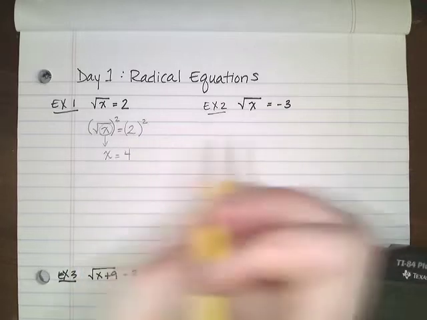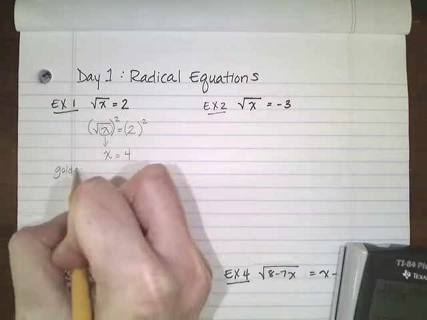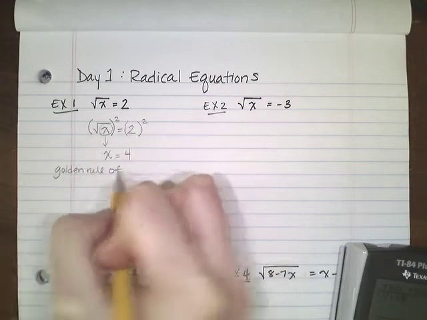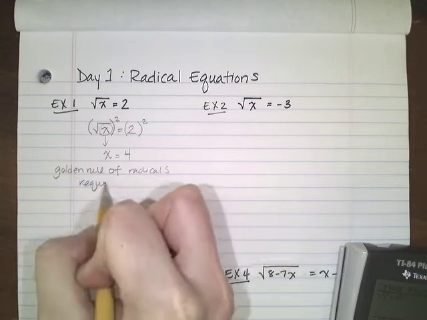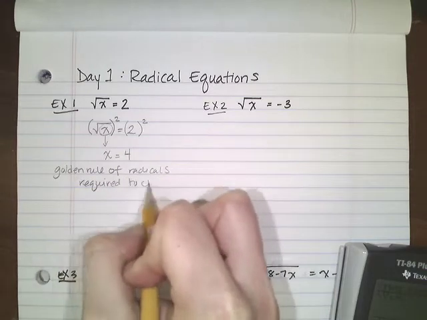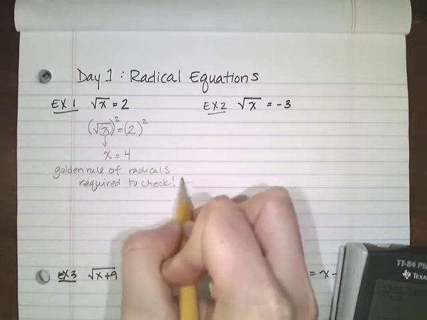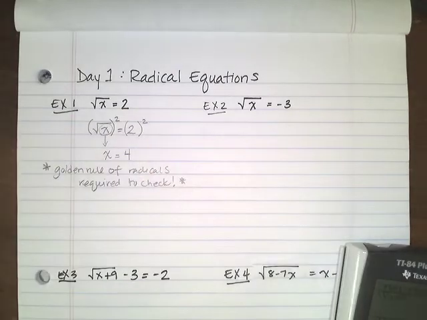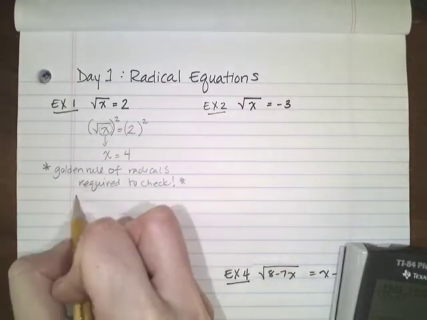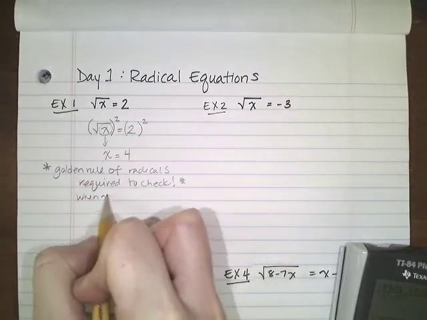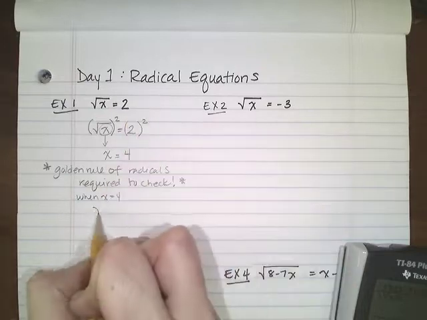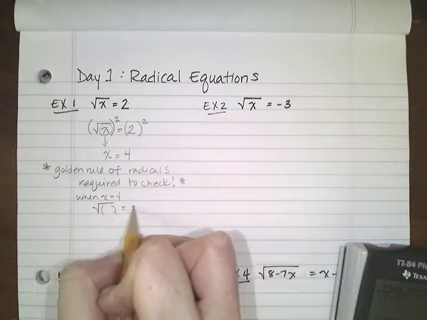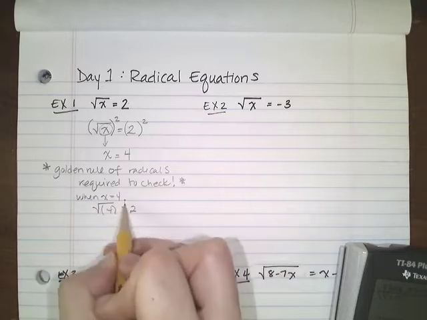So the golden rule of radicals is you are required to check. It is an absolute must. So there's 2 ways to check. The first way is to do it algebraically. So check when x equals 4. You go back to the original equation and you sub in 4. And you make sure that it works.